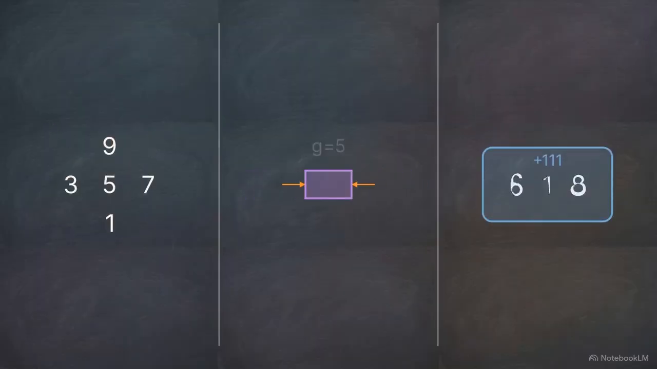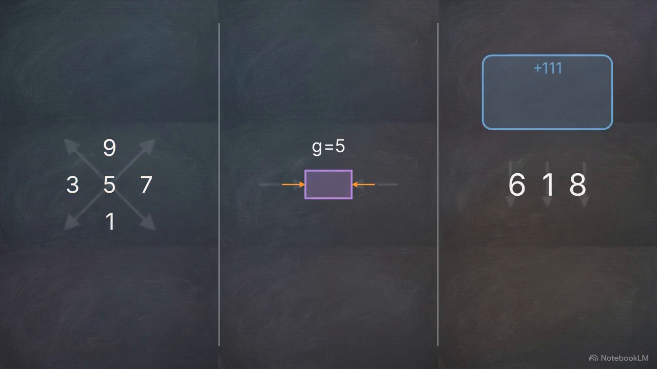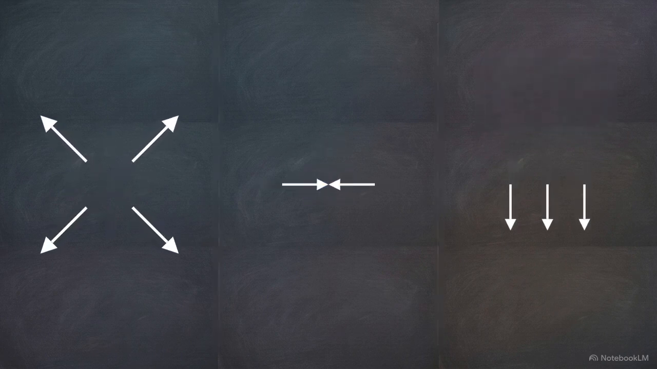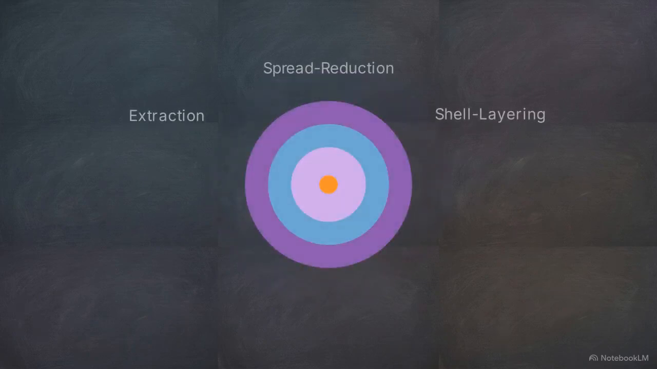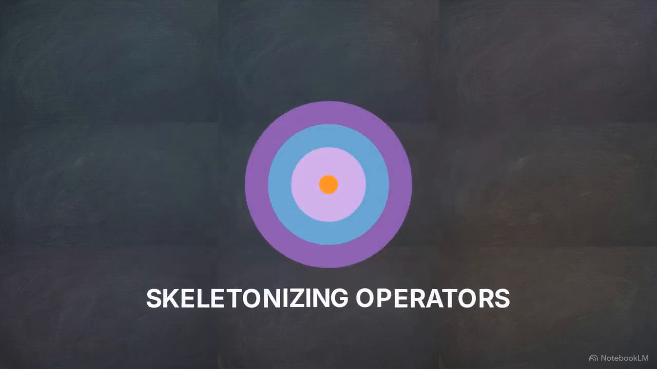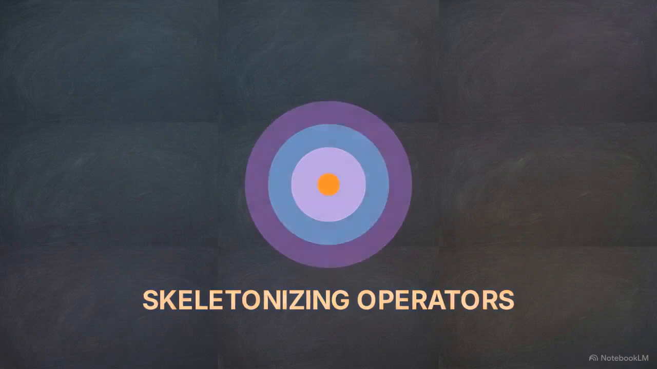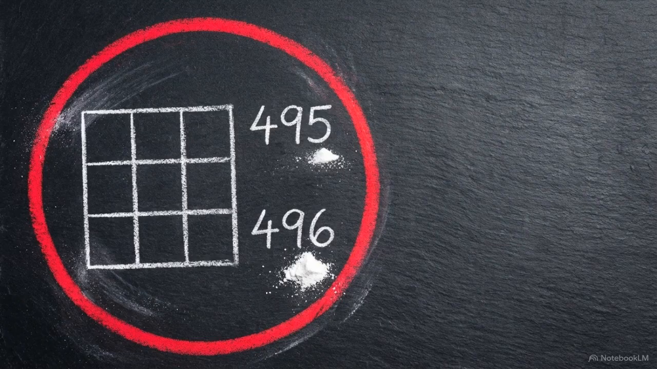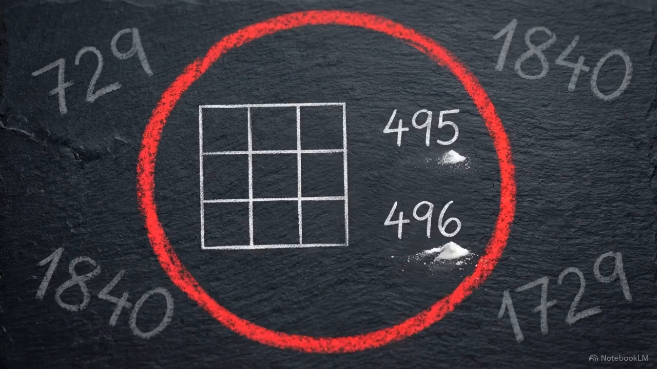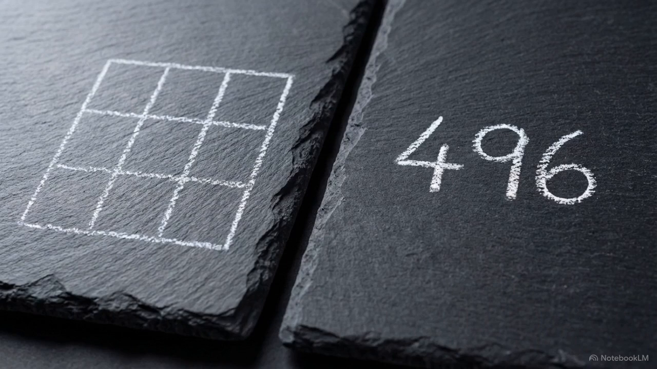These three procedures, extraction, spread reduction, and shell layering, share a common structural language. The novelty of this framework is the synthesis of these distinct procedures into a single category of skeletonizing operators. We must define the boundaries of this interpretation clearly. This framework does not suggest that every related number belongs to a universal doctrine, nor does it elevate 496 to an invariant of magic squares.